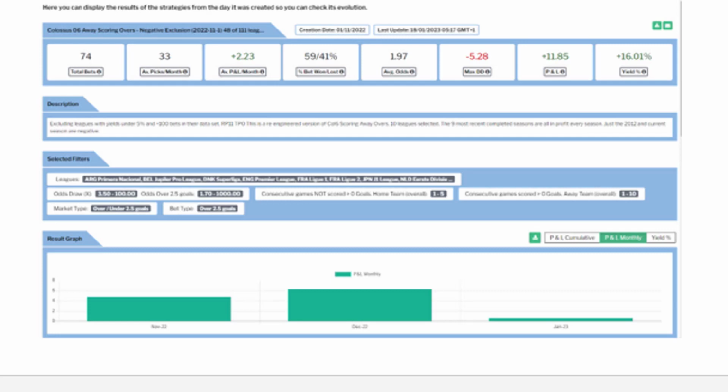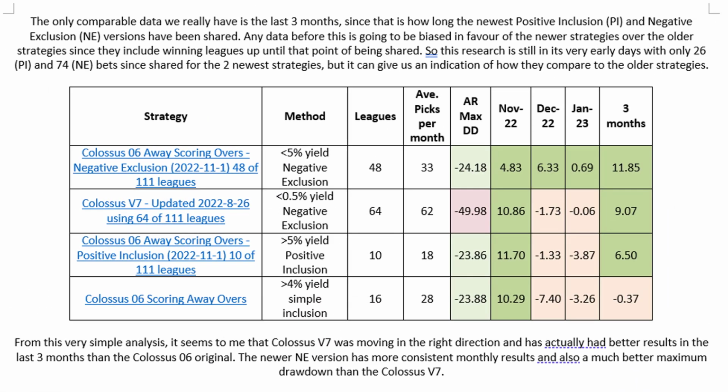So looking at this data, maybe negative exclusion is the right way. But it's not that simple. 3 months is a very short period of time, so we only have a few bets to judge the positive yield version, but it appears from this that the negative exclusion version is better. But in the past 3 months, the Colossus V7 and the positive inclusion version have both made profit, but the original Colossus 6 has actually made a minus 0.37 points loss in the same period. So these updated versions that apply to all the leagues are all doing better than the original version. But 3 months is a very short period of time to look at.